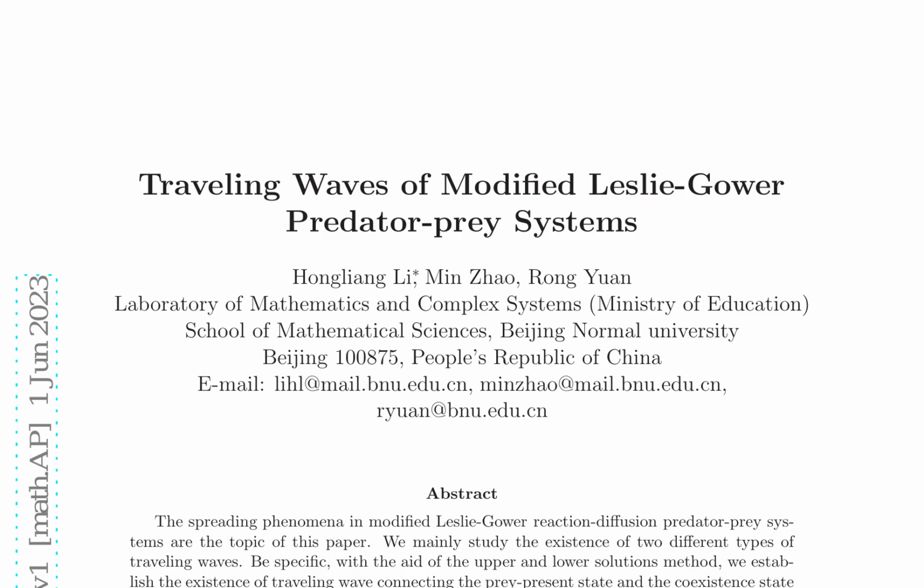The modified Leslie-Gower system with Holling II type is defined by equations 19 involving functions f(u), p(u), q(u), and h(u), as well as a constant μ.